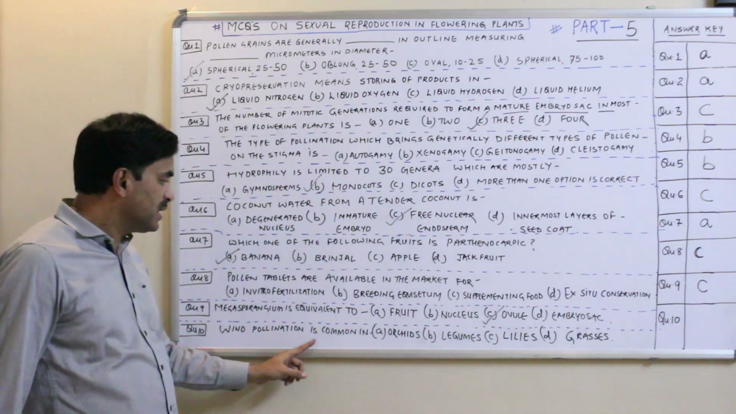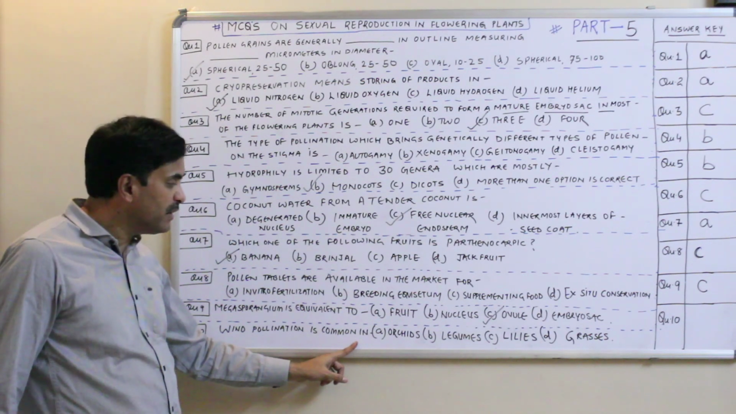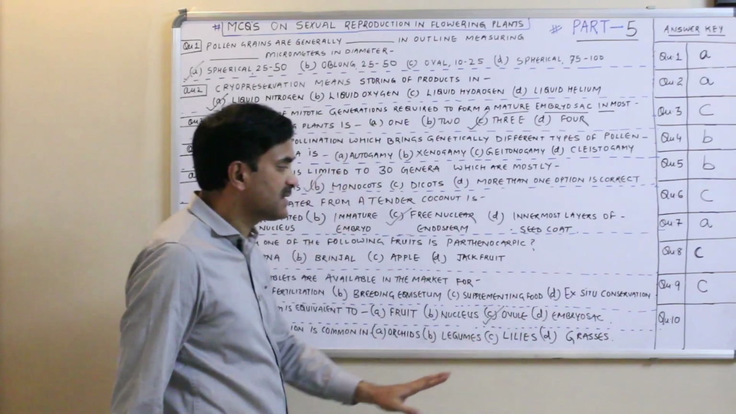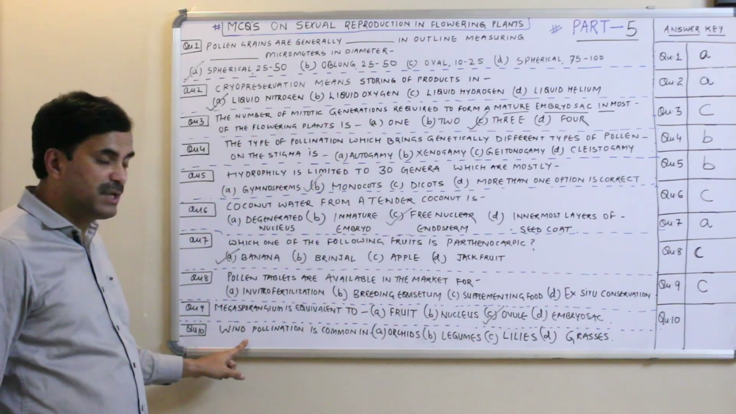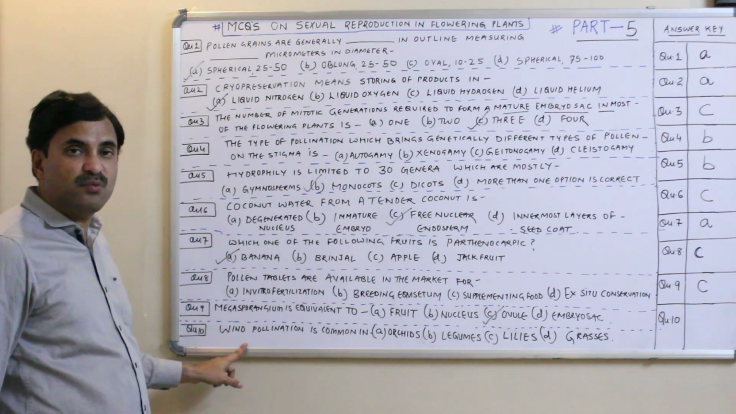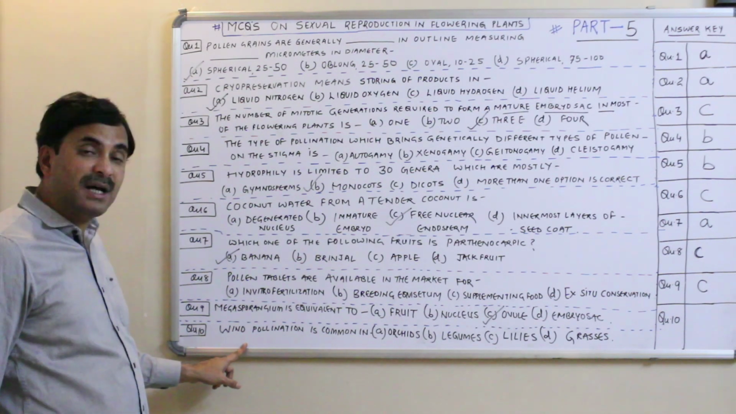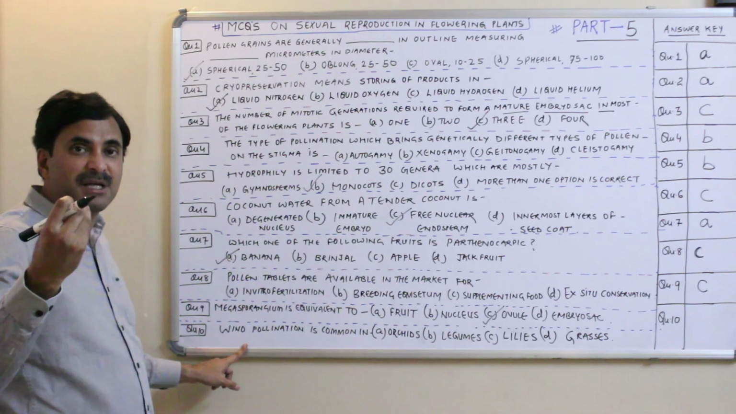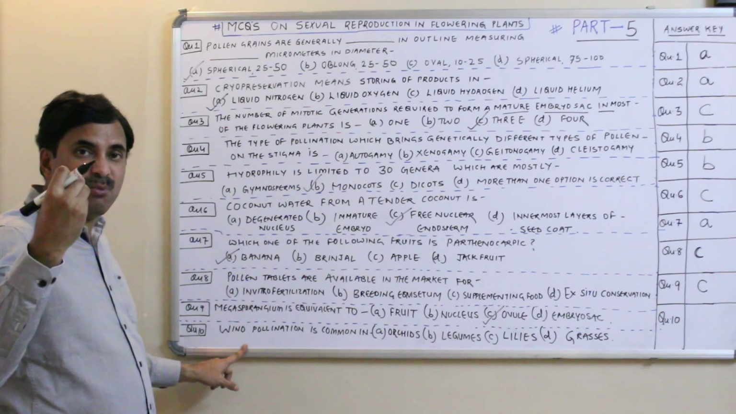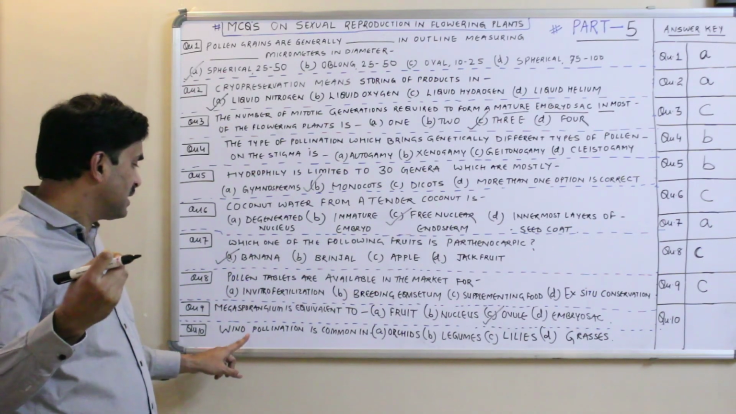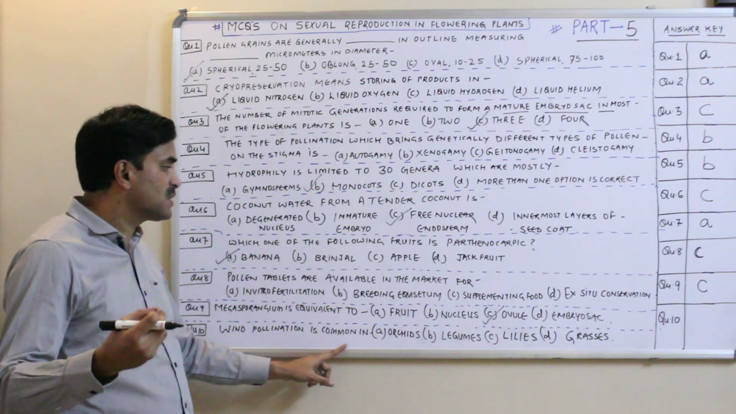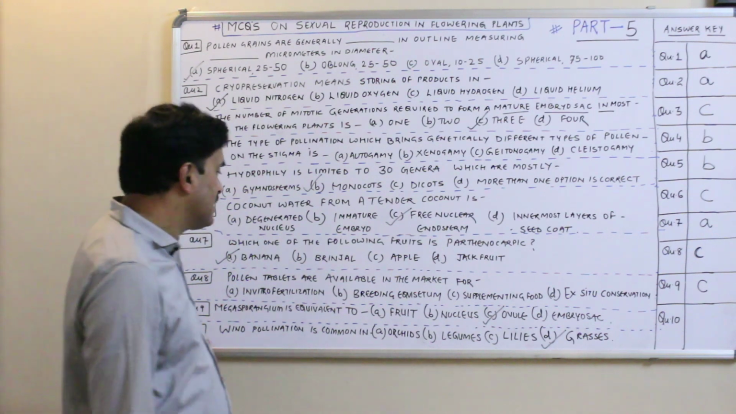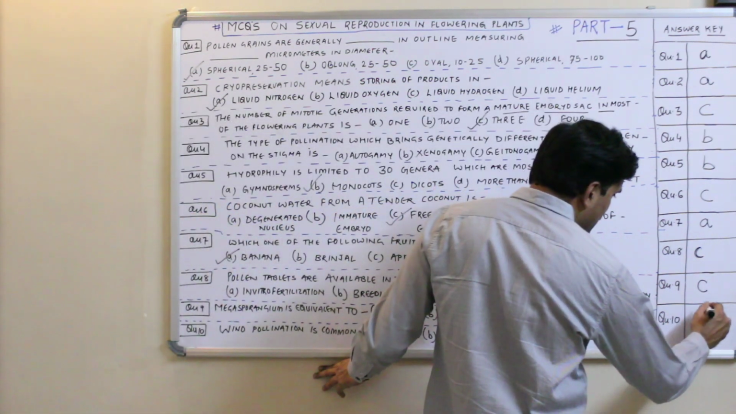Question number 10. Wind pollination is common in orchids, legumes, lilies or grasses. Always remember that wind pollination, anemophily, is very common in the grasses, the family members of Poaceae. There is a family known as Gramineae or Poaceae, in which monocots are there. All the grasses are included. In them, wind pollination occurs. So wind pollination is common in grasses. Question number 10 has the answer D.